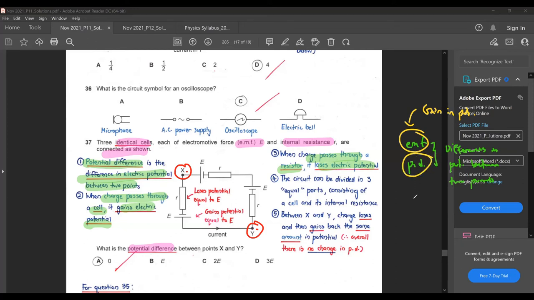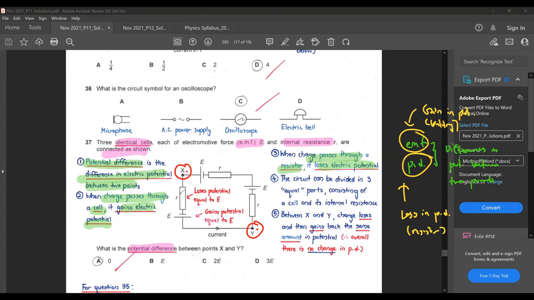But when you're talking about PD, it's also differences in potential, but here you have loss in PD because your charge is losing electrical energy, okay? So EMF is normally for a battery, PD is normally for a resistor or any kind of electrical component that dissipates electrical energy, like a lamp or some other component, okay? But the common one is a resistor, okay?